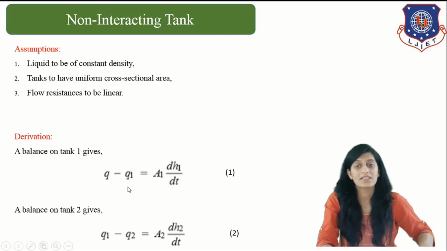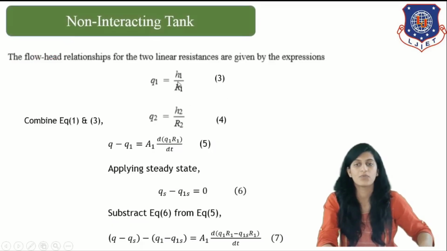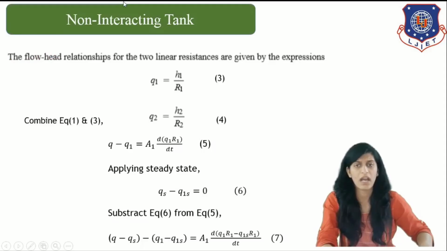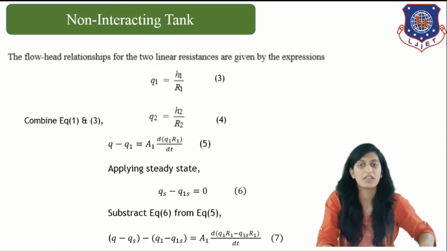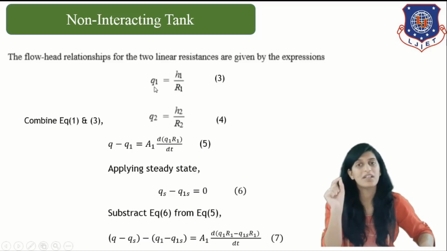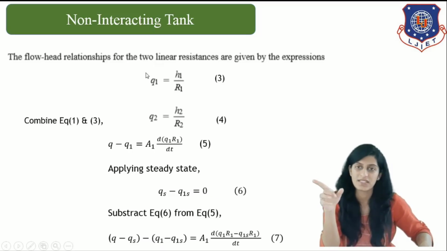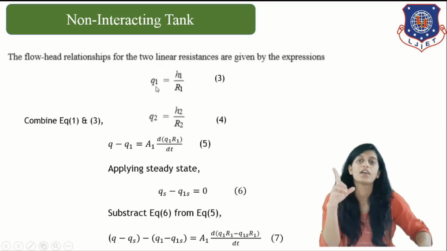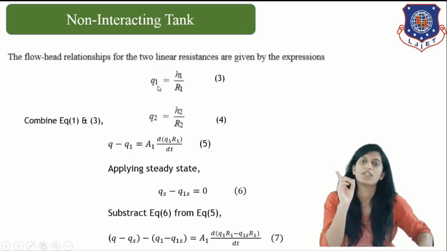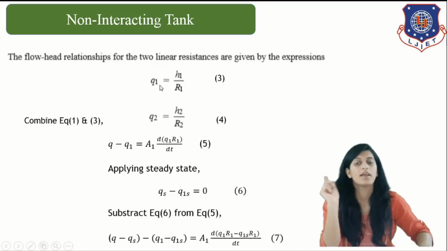Now we will apply the steady state condition for both equations 1 and 2. You can see here it will be in this form. Now before applying the steady state equation, let's develop a linear flow-head relationship, the same way we did in the liquid level system. Q1 is the outlet volumetric flow rate from tank number 1. It can be related to H1 and R1 as Q1 equals H1 by R1. In the similar way, Q2 equals H2 by R2.